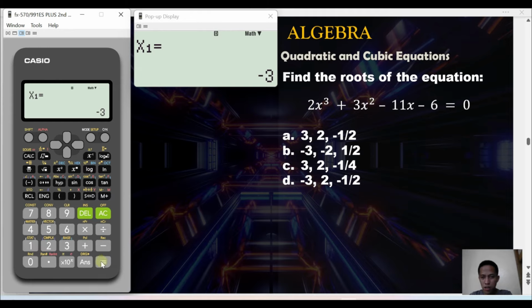What is the second value? That is 2. So, negative 3, 2. So, letter D yung answer natin, guys. And, confirm lang natin if negative 1/2 yung isa. Okay, negative 1/2 yung isang value. So, that is letter D.